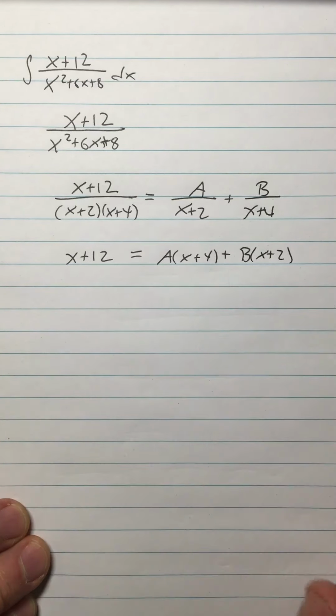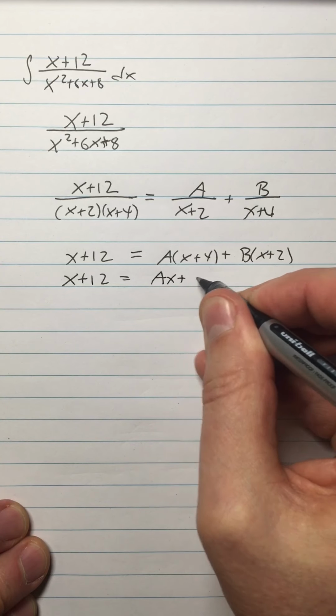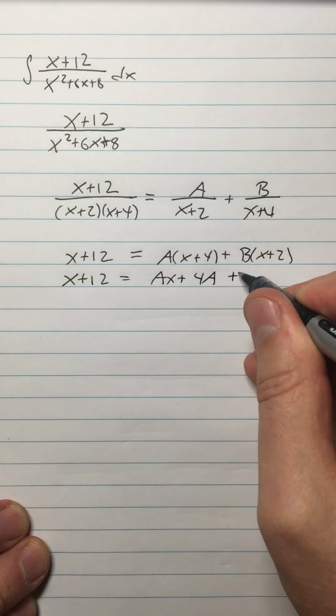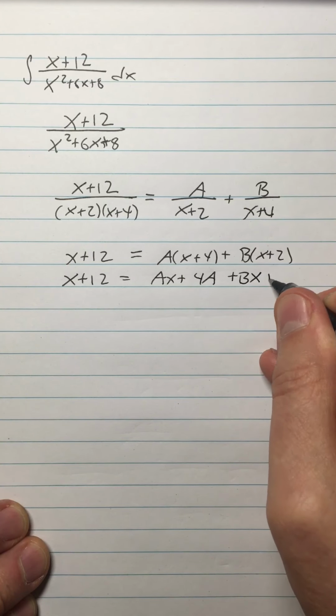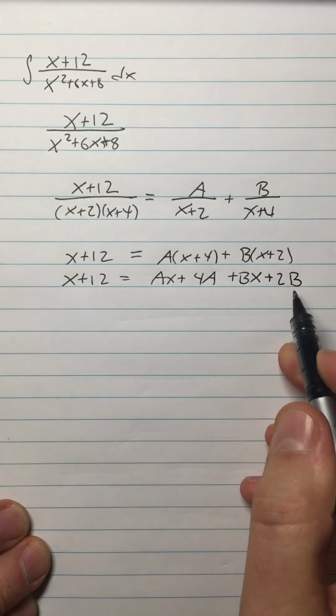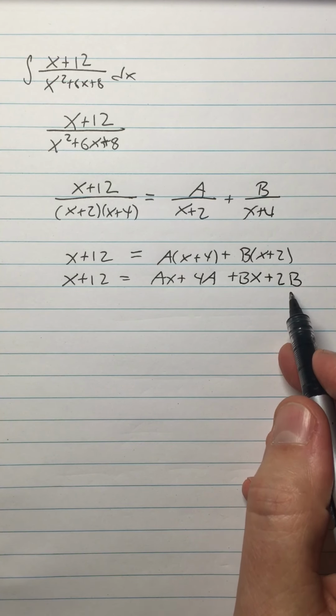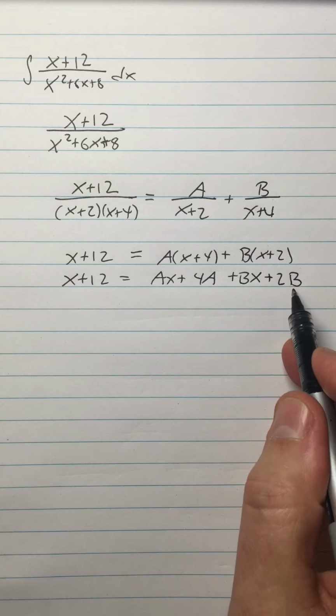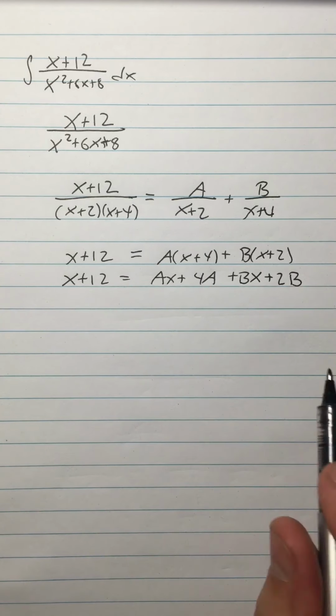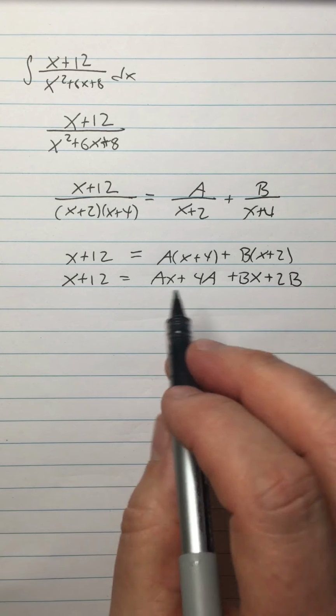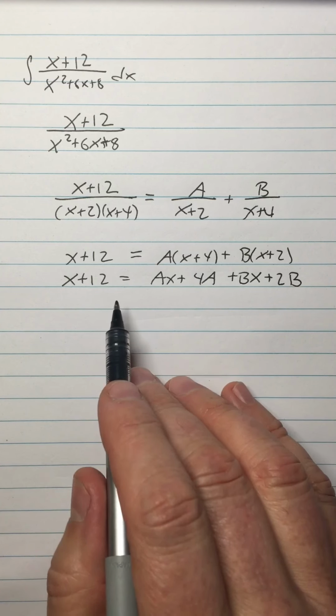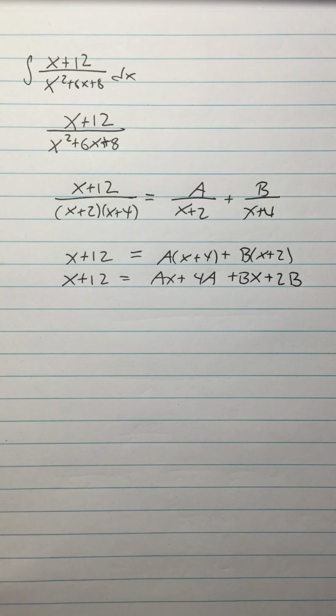All right, so now what we do is we distribute out the a and the b. So we got x + 12 equals ax + 4a. Everything from here on is algebra. Plus bx + 2b. Or is it? Is that 2b or not 2b? It's 2b. Yeah, it is 2b. Okay, and then now what we do is we equate the terms in x and the constant terms.